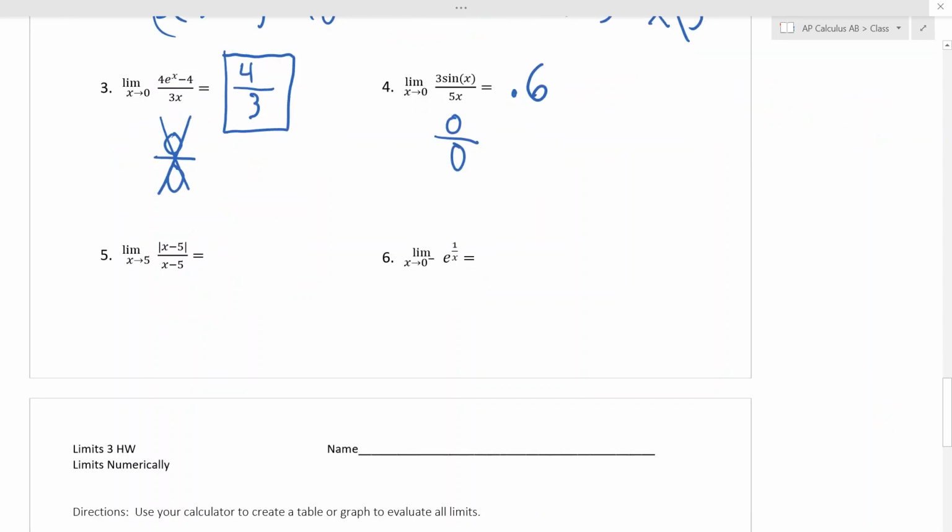All right, number 5. As we approach 5 of the absolute value of x minus 5 over x minus 5. Now this seems weird because x minus 5, without the absolute value, over x minus 5 should just equal 1, right?